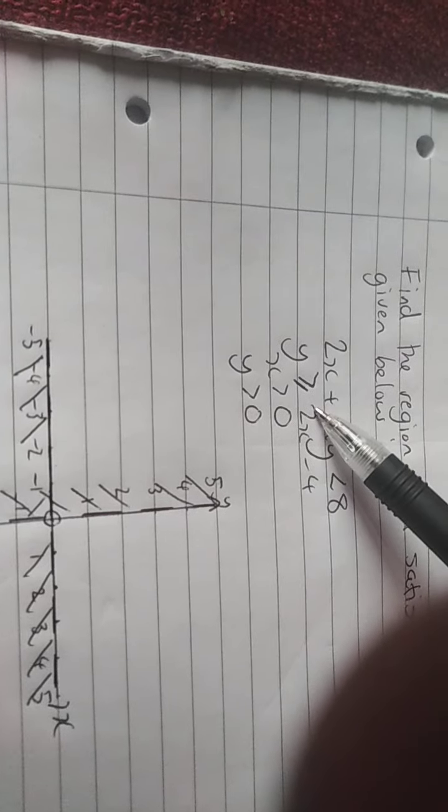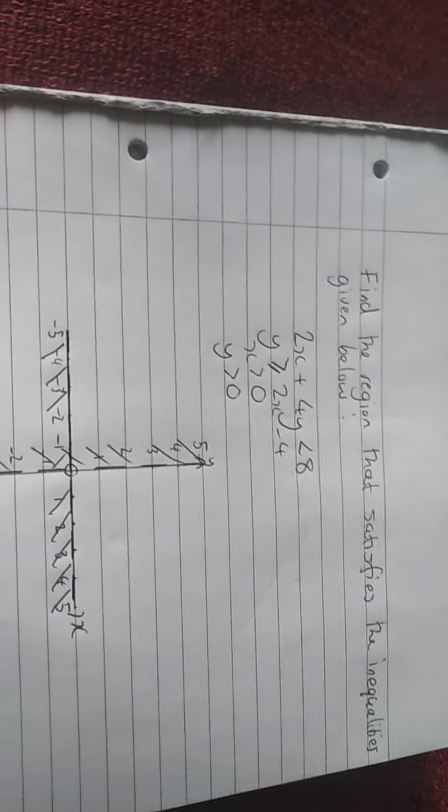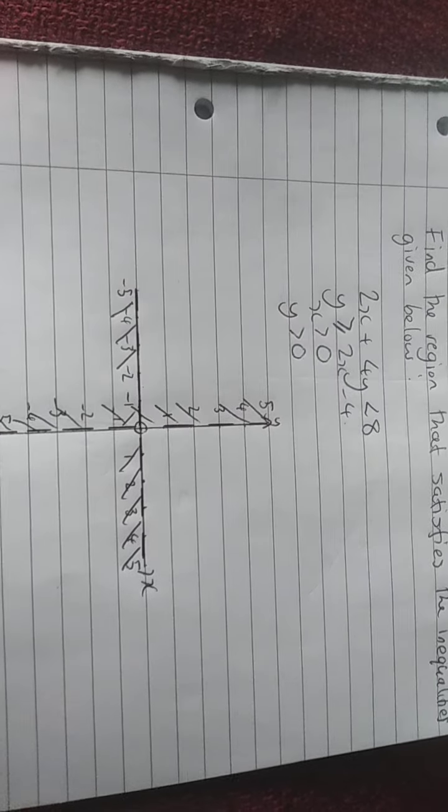Next one, I'm going to look at this one next. We've got y is greater than or equal to 2x minus 4. Now, I'm just going to draw the line for y equals 2x minus 4, and then we're going to see which side of the line y is greater than lies on. We'll do a similar thing to what we've done with x greater than 0 and y greater than 0 as well. So you've got y equals 2x minus 4.